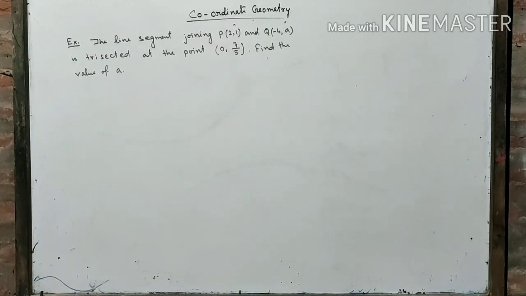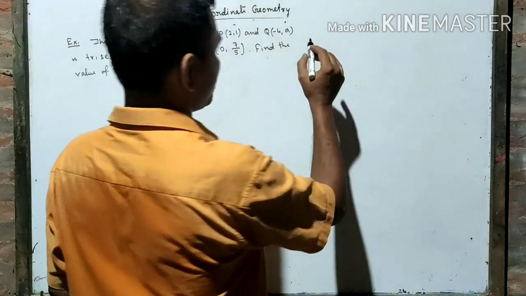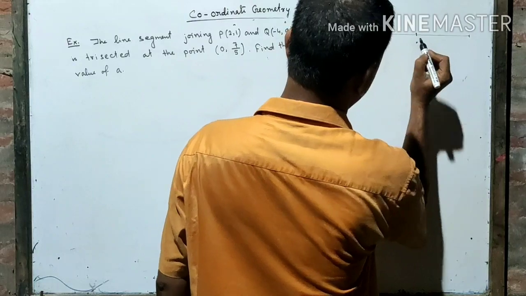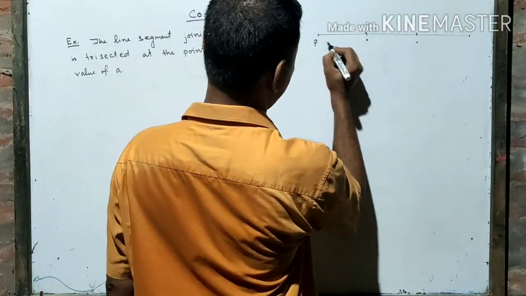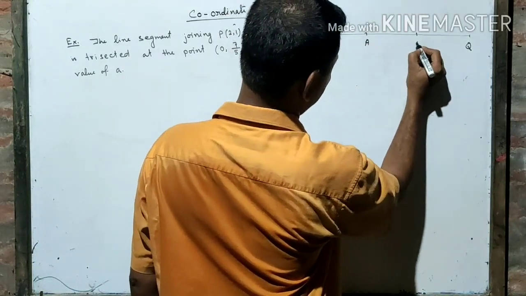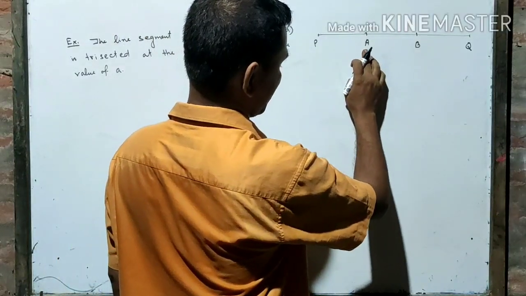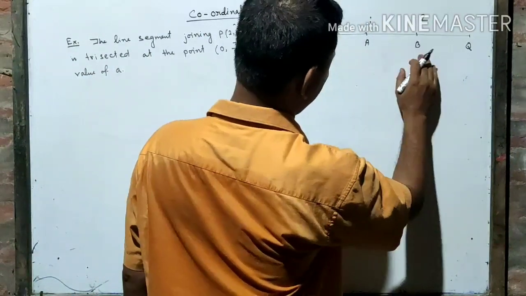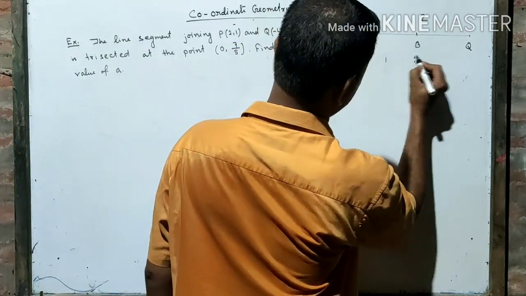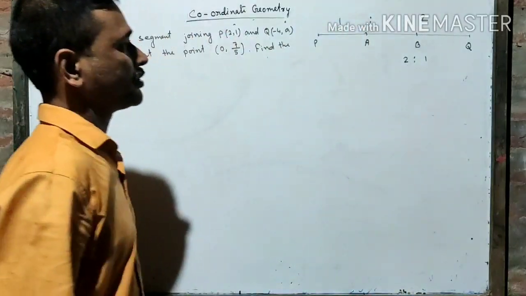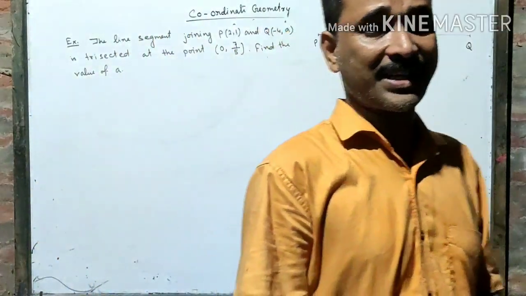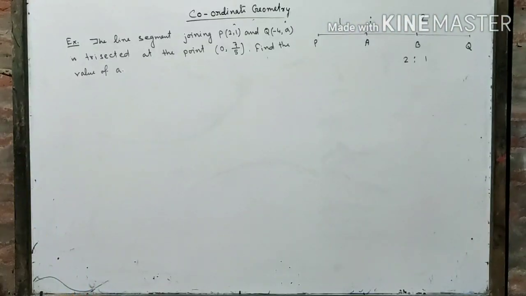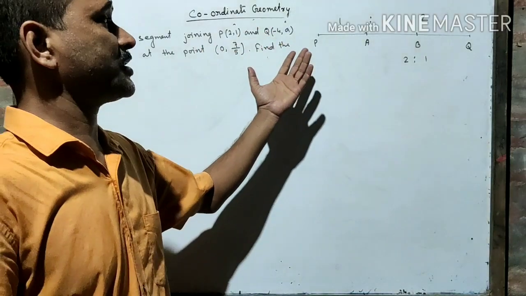Okay. So first of all, let us try to understand what is trisection. Suppose this is a line. If it is trisected, so these two will be the points of division. Say P, Q and A, B are the points. For the point of division A, the ratio will be 1:2. And for the point B, the ratio will be 2:1. So there are two ratios of trisection. One is 1:2 and the other is 2:1. We don't know which ratio is here. First of all, we have to find whether it is 2:1 or 1:2.